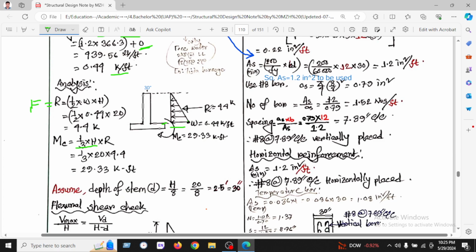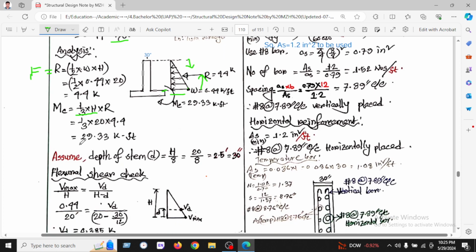The reaction force is situated at 1/3 of H, times R. On the other hand, if we calculate from the top portion, then it will be 2/3, but we have calculated from the bottom. That's why we have found 1/3 H. Okay, 29.33. This is our moment. So we will design for this moment.